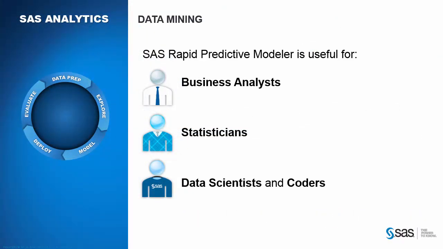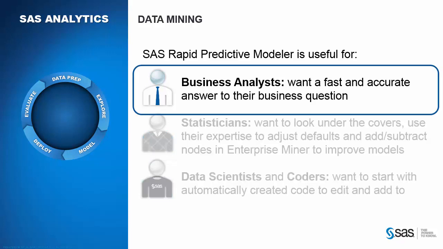SAS Rapid Predictive Modeler is useful for business analysts, statisticians, and data scientists and coders. Business analysts generally want a fast and accurate answer to their business question. They usually don't want to spend a lot of time messing around with the data or choosing different algorithms. So SAS Rapid Predictive Modeler finds them this quick answer in a very accurate manner.